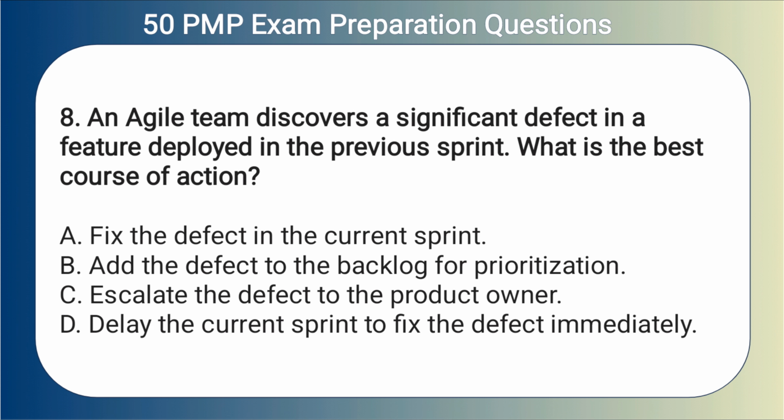8. An Agile team discovers a significant defect in a feature deployed in the previous sprint. What is the best course of action? A. Fix the defect in the current sprint. B. Add the defect to the backlog for prioritization. C. Escalate the defect to the product owner. D. Delay the current sprint to fix the defect immediately.